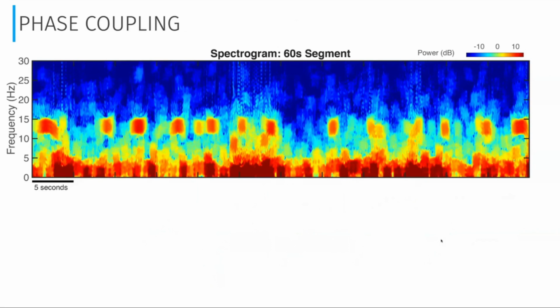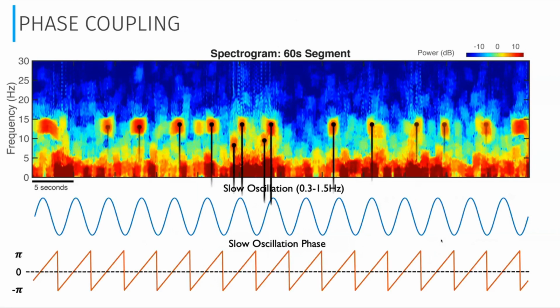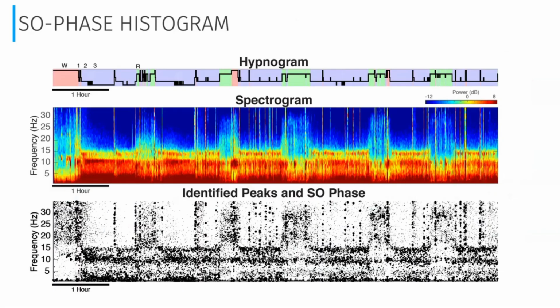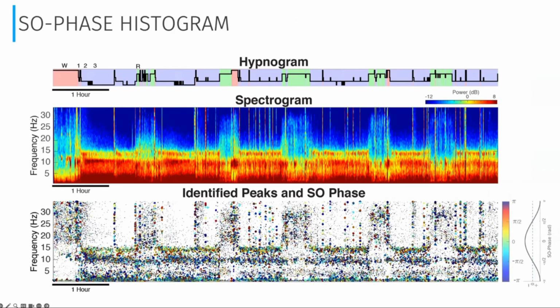So what do we do? We look at all these time frequency peaks here, we compare them to the slow oscillation and figure out what their phase is. So what do we do now? We can take this scatter plot of time frequency peaks and now color it based on the phase. And what you can see here without doing anything is we have a band of light green here and a band of dark blue.